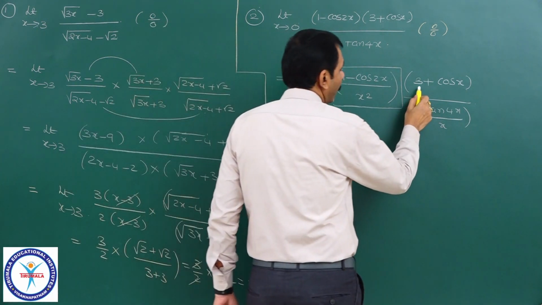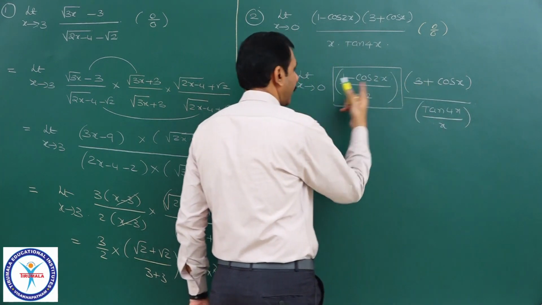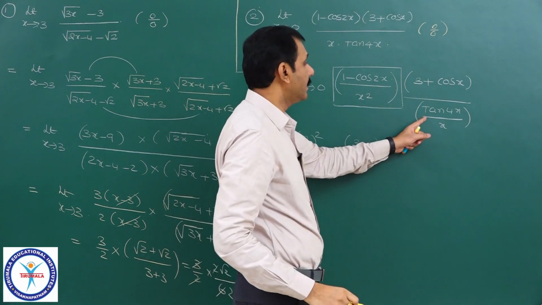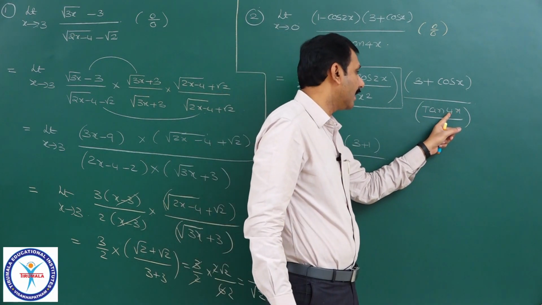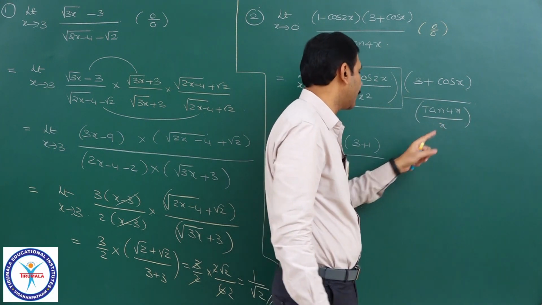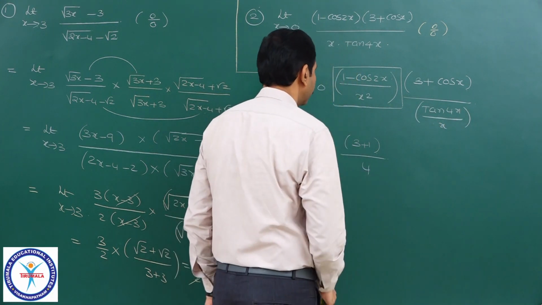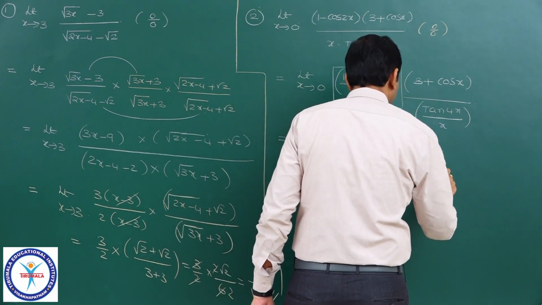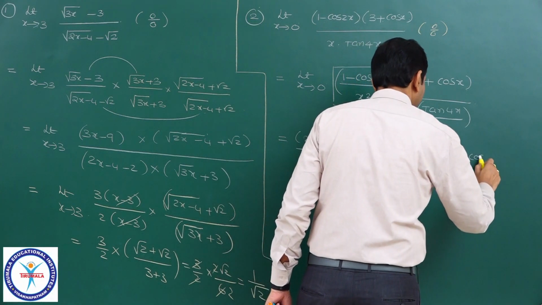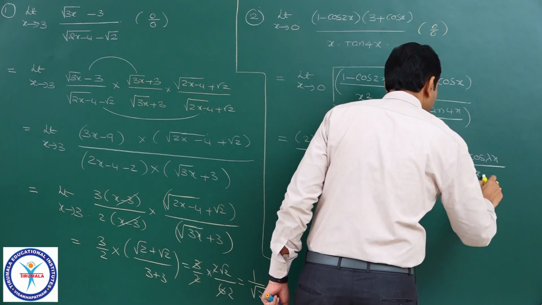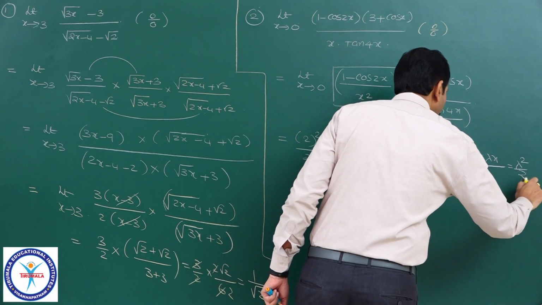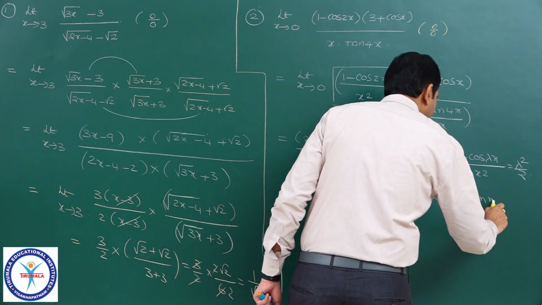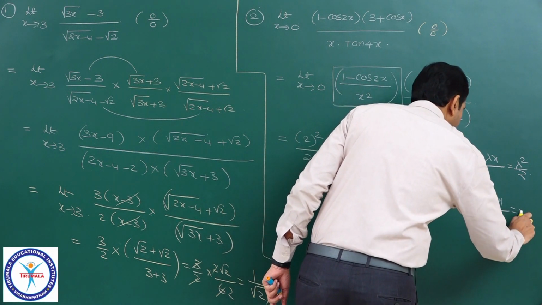And again there is no problem to evaluate this one. As the limit tends to 0, it will become 3 plus 1 by, it is of the form tan mx by x. Tan mx by x is nothing but m only, it is 4. Observe here what are the limit formulas here. Limit x tends to 0, 1 minus cos lambda x by x square equals lambda square by 2. And next, limit x tends to 0, tan mx by x is equal to m.